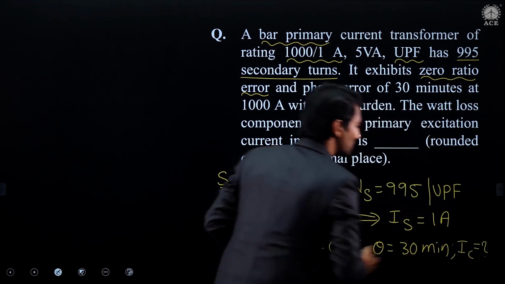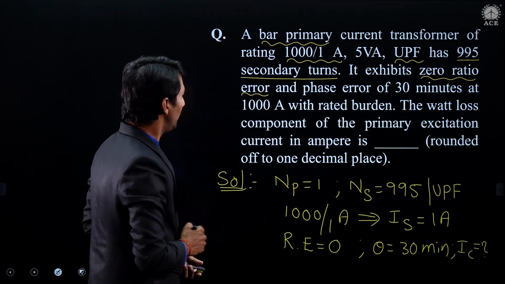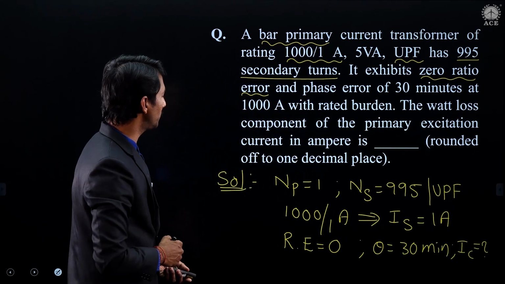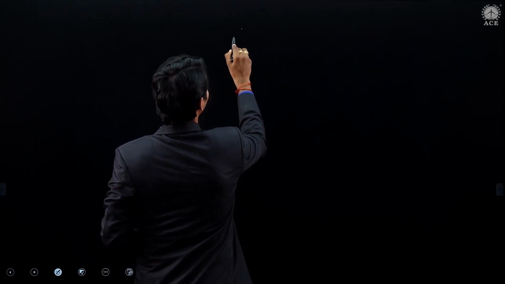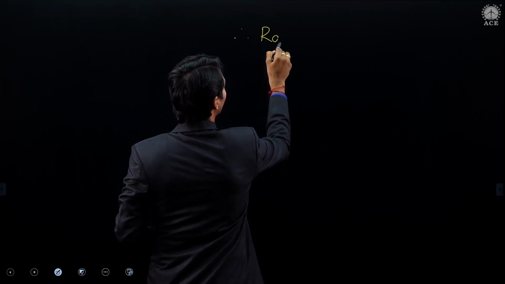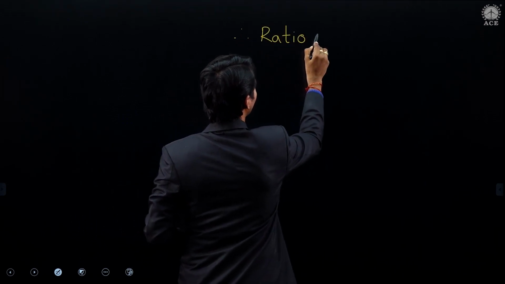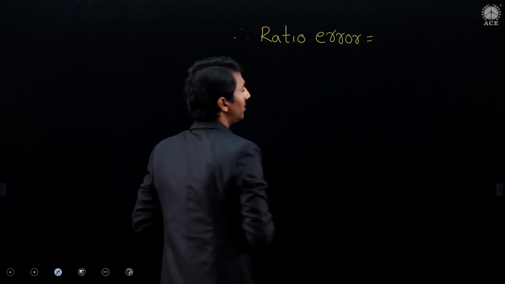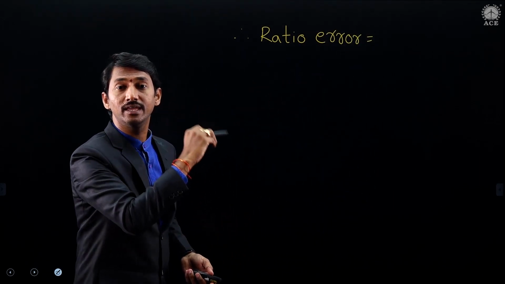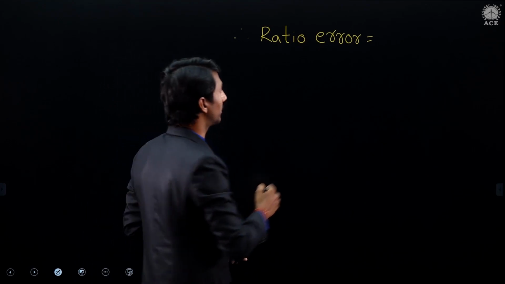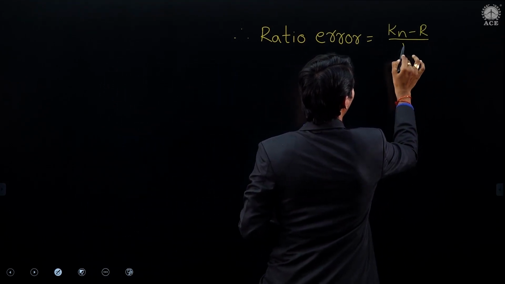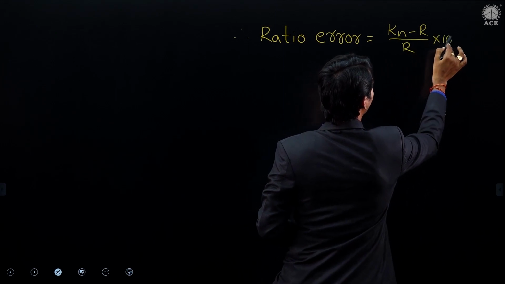IC is dash. Now, here the ratio error is 0. I am utilizing that formula first. Here, the ratio error is... what is the formula of ratio error? Percentage ratio error is (Kn minus R) by R into 100.